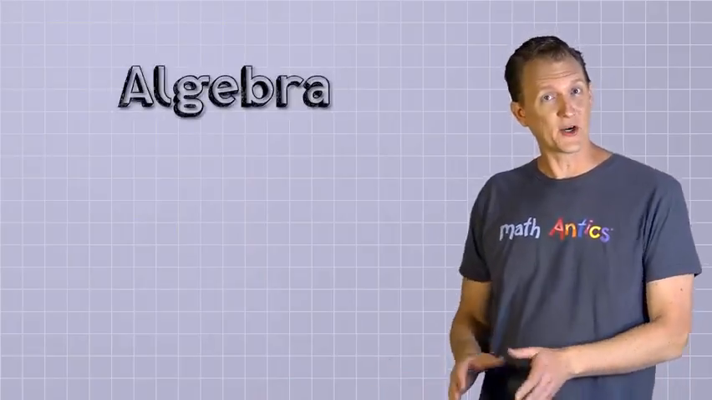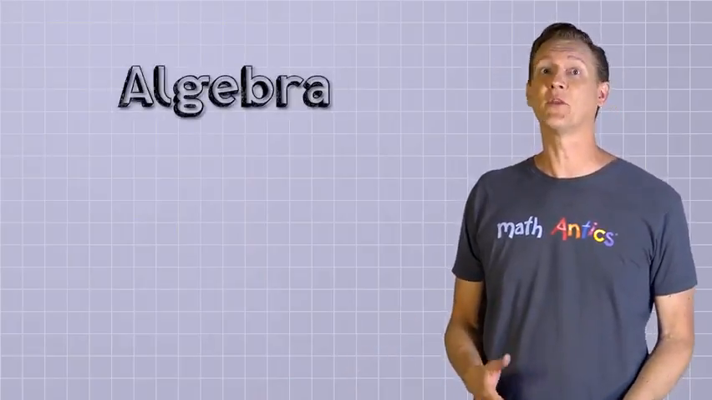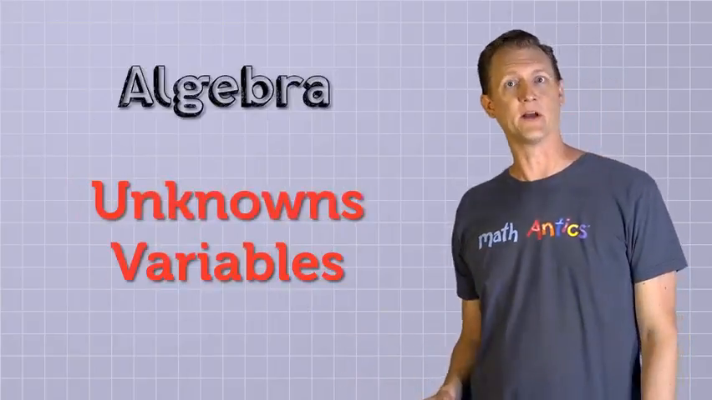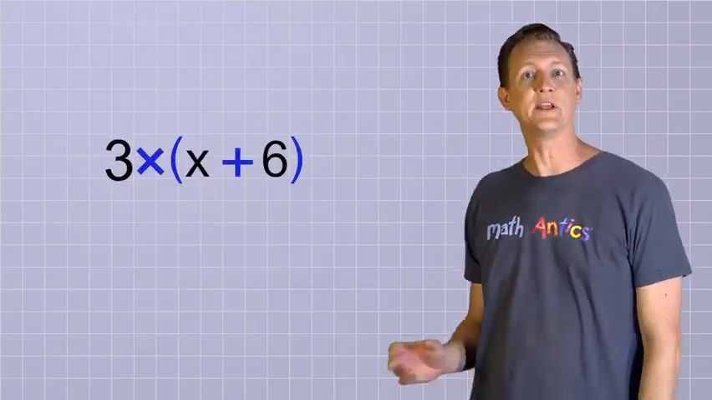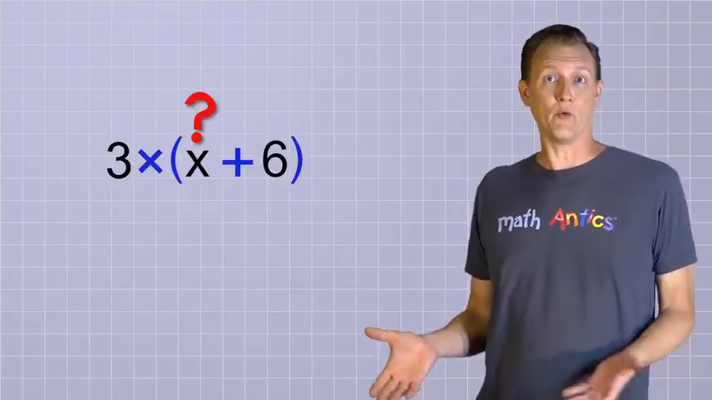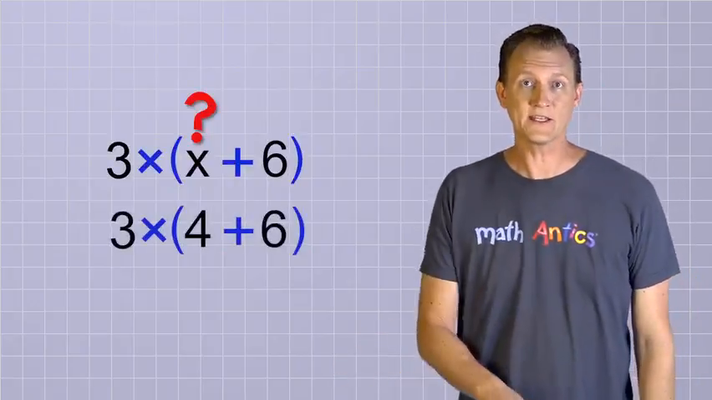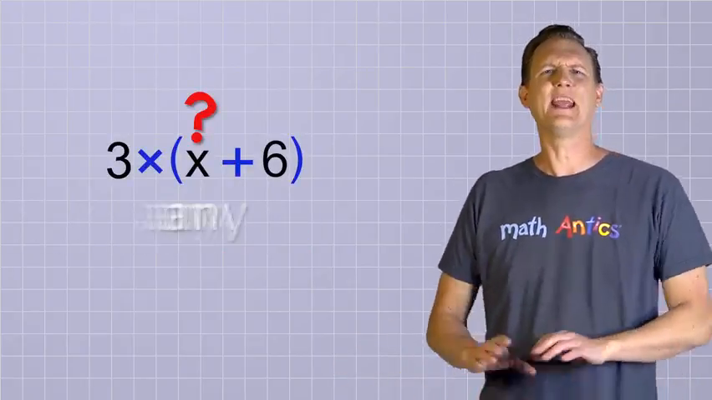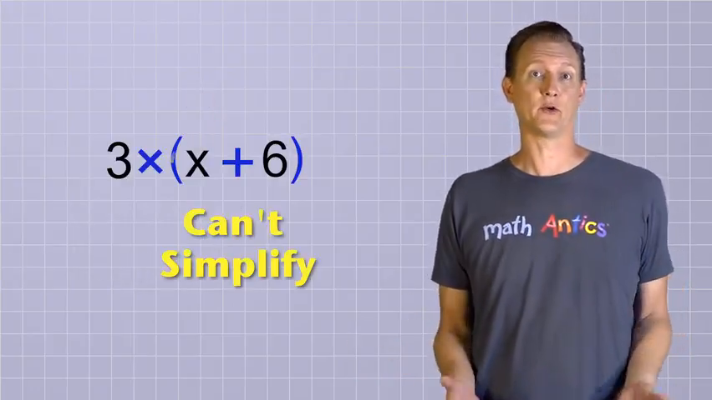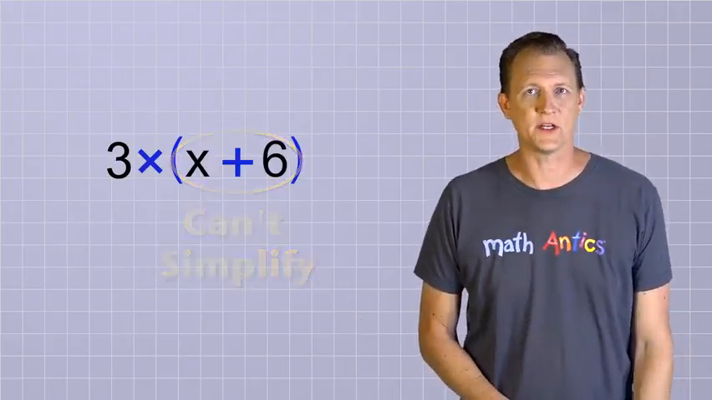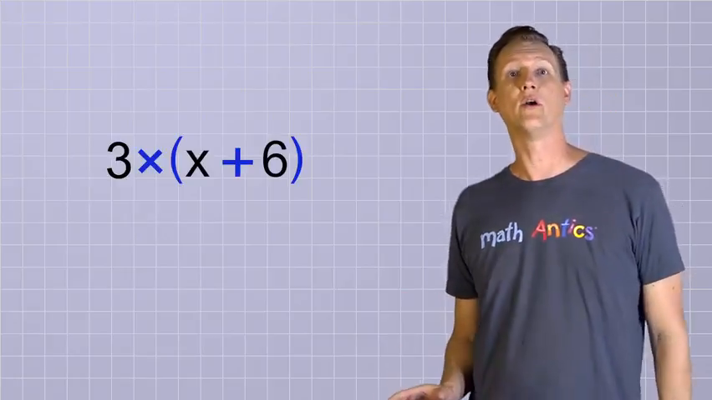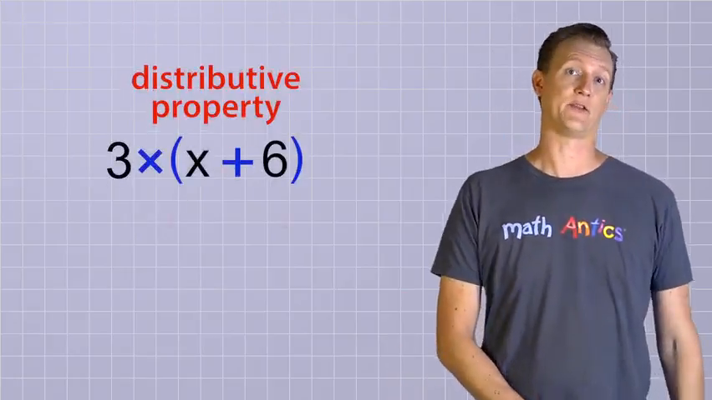But in algebra, things are a little more complicated because we aren't just working with known numbers. Algebra involves unknown values and variables, right? So in algebra, you might have an expression like this: 3 times the group x plus 6. In this expression, we don't know what value x is. It could be 4, like in the last expression, but it doesn't have to be. It could be any number at all. And since we don't know what it is, that means we can't simplify the group first in this case. Our only option here is to either leave the expression just like it is and not simplify it at all, or to use the distributive property to eliminate the group.